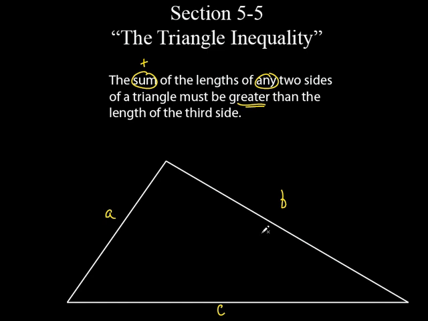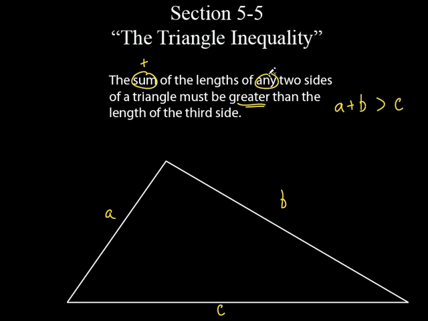So what we're going to do is take any two of these sides. It doesn't matter which two sides you take. Let's just start with A and B. If I take the sum of A and B, which means I add them together, the sum of A and B must be greater than the length of the third side. So if I already picked A and B, what's the third side? Well, the third side would be C.